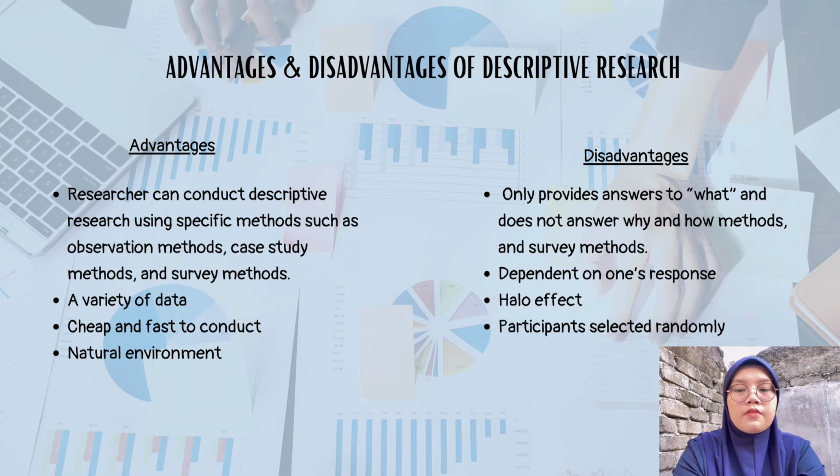The second one is a variety of data. A variety of data can be obtained using different descriptive research methods such as survey, observation, and case study. One of the advantages of descriptive research over other research methods is that it is cheap and fast to conduct.